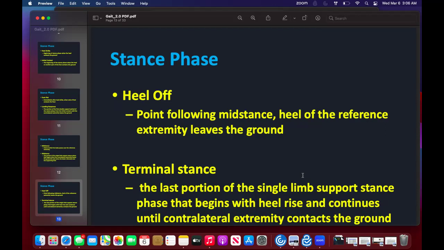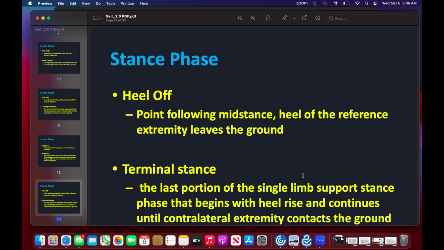Heel off is the point following mid stance. So basically, as indicated, it's when the heel is raised. So this is the time where we have moved from neutrality of the ankle to your plantar flexors starting to be activated at this time.